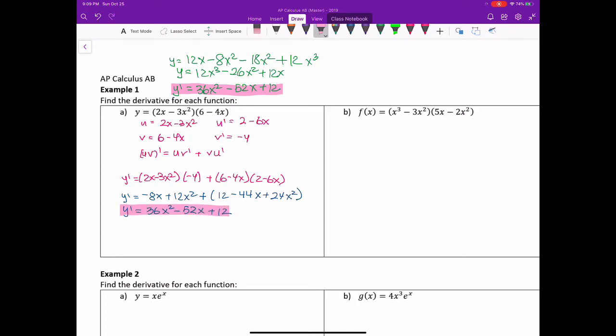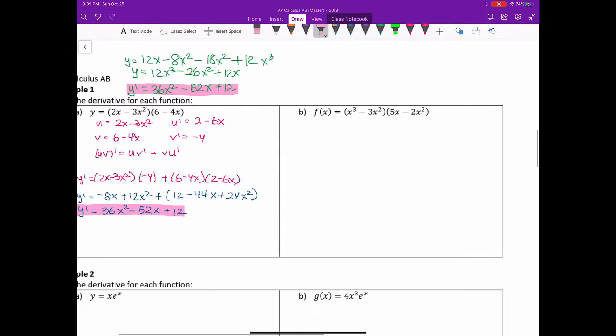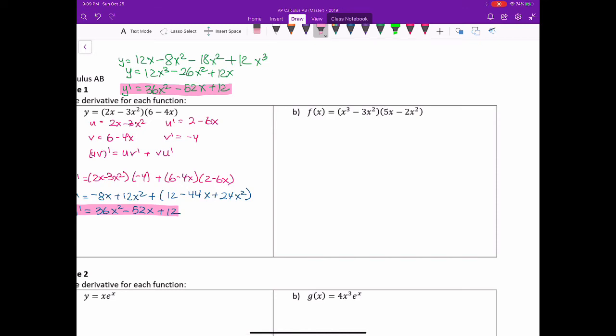So either way is fine. I don't require one over the other. Just practicing the product rule, I use these just to show you, oh, look, the product rule gives us exactly the same thing. Now try B. Try B on your own first.